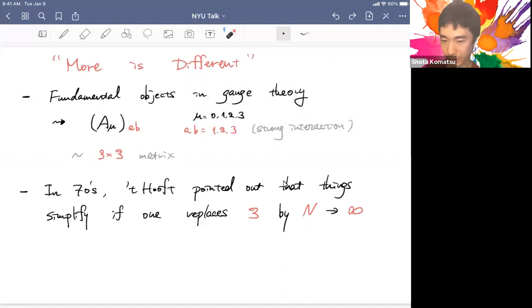And in the 70s, 't Hooft pointed out that things simplify drastically if one replaces 3 by N, and then further takes the N to infinity limit. So that's why I put this title, "more is different." But in this case, more is different and it's simple. And so this limit is called the large N limit.